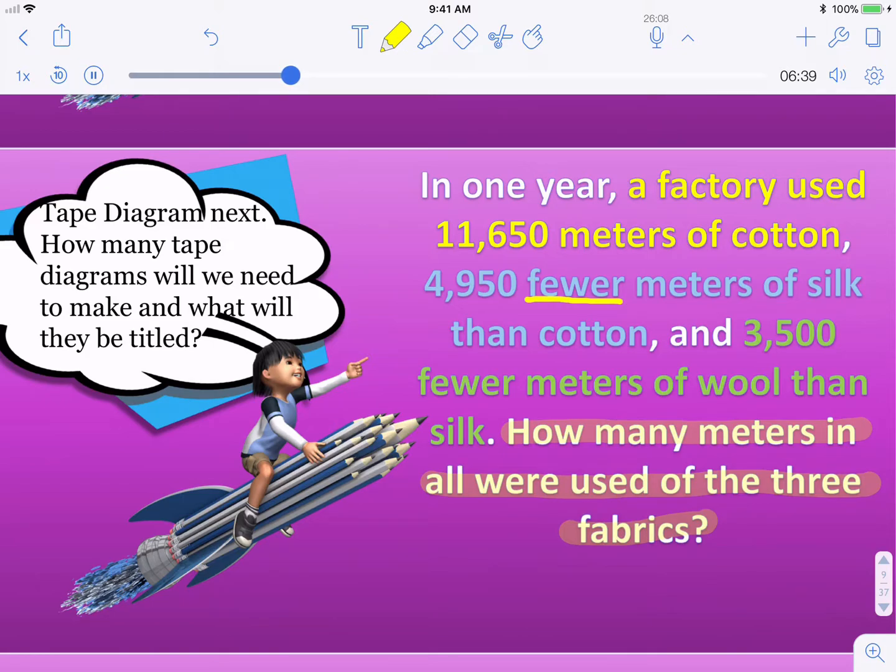It says fewer meters of silk. Fewer is the same as less than. It's going to be a smaller bar. Let's look at wool. Wool had fewer meters than silk. So is this bar going to be longer than silk or shorter than silk? What is the key word that we keep seeing in this problem that's going to tell us how long our bars need to be? The key word is fewer. So the shortest bar that we'll have when we make our tape diagram is going to be wool. And then the next bar would be silk. And our longest bar of all will be cotton.